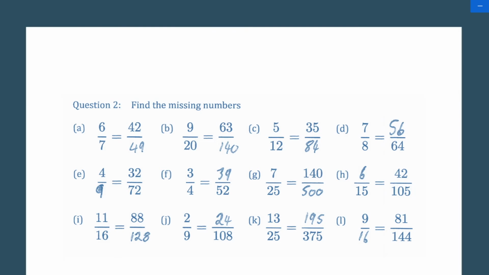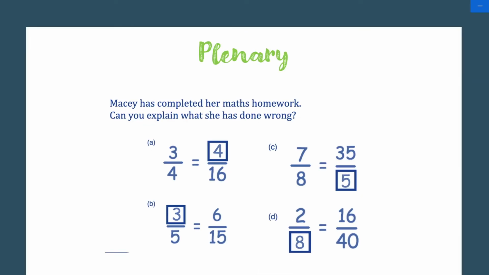Next, the answers are as follows. Okay, and the last activity, Macy has completed her maths homework. Can you explain what she has done wrong? Take a few minutes and try to find the mistake, then we will be discussing this.